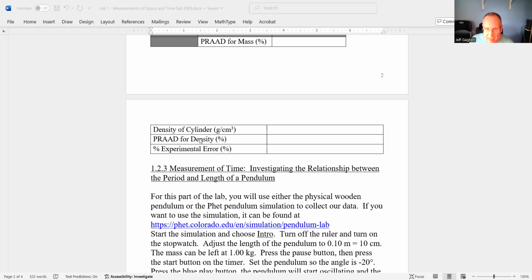The prad for density, right? Since it's mass divided by volume, you have to add the respective prads, and then the percent experimental error. To review this quickly, let me jump over to the tablet again.